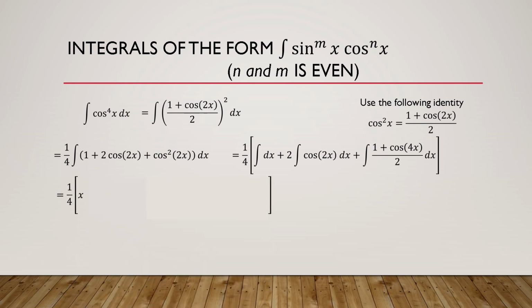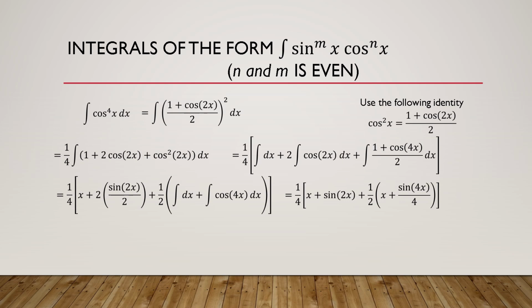Using u substitution, 2 times the integral of cosine 2x dx is 2 times the quantity of sine 2x over 2. Next, let us separate the integral of (1 plus cosine 4x) over 2 dx into 1/2 times the quantity of the integral of dx plus the integral of cosine 4x dx. This integral is 1/2 times the quantity of x plus sine 4x over 4.